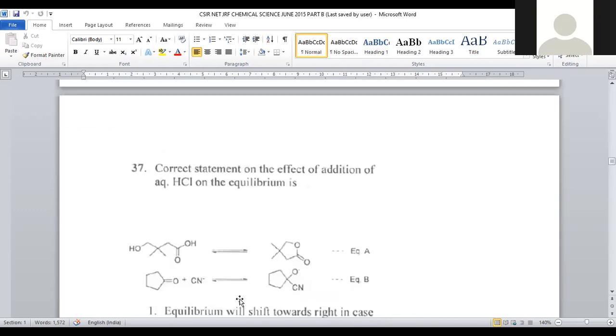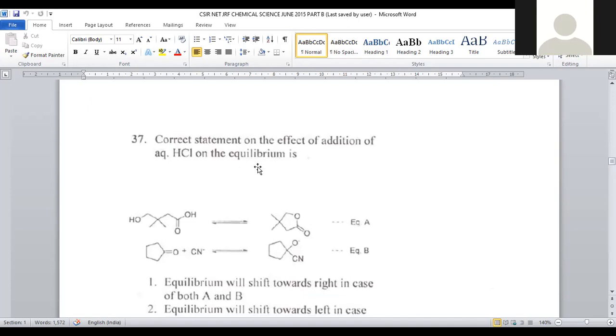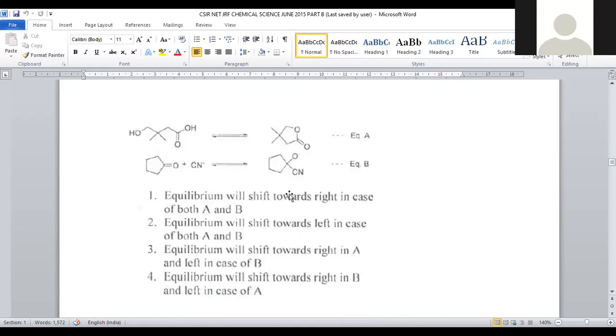Let us move on to question number 37. The correct statement on the effect of addition of aqueous HCl on the equilibrium is... Here we can clearly see that the starting compound is organic, where one terminal hydroxy and the other terminal carboxylic acid moieties are there. Whenever this compound undergoes internal cyclization by the elimination of water, there is a possibility of esterification, right? Whenever a hydroxy functional group is treated with carboxylic acid, the end product will be ester, right? When an amine is treated with carboxylic acid, the end product will be amide. So this is the fundamental condensation reaction, right?